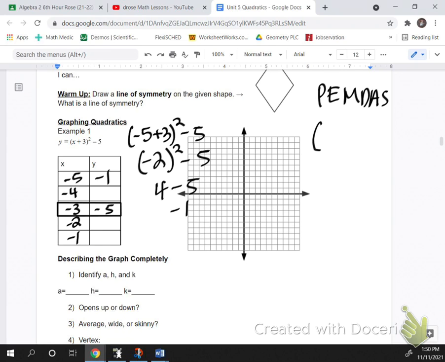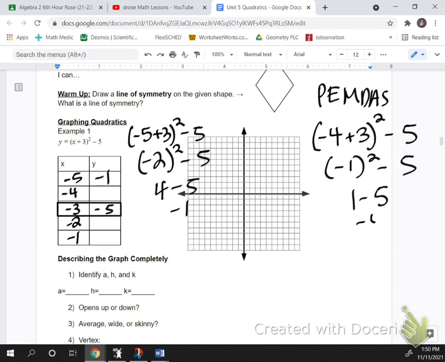We'll do that again with -4. You're going to plug it in to the equation given. We're going to simplify what's inside. I'm going to square it. I get +1 minus 5. We'll get -4.